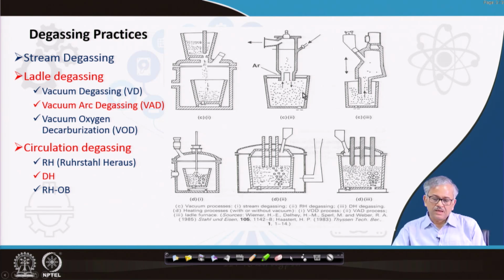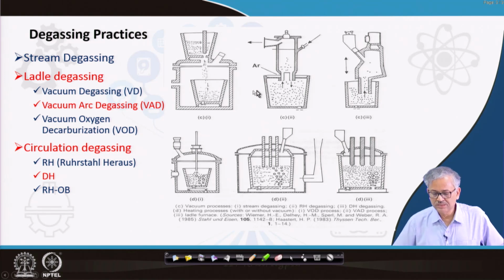Okay. And in the RHOB process, you can also do decarbonization. You have a supply of oxygen from the bottom. If you supply oxygen from the bottom, then you can decarbonize the bath by a very significant amount. So this is called the RH process.